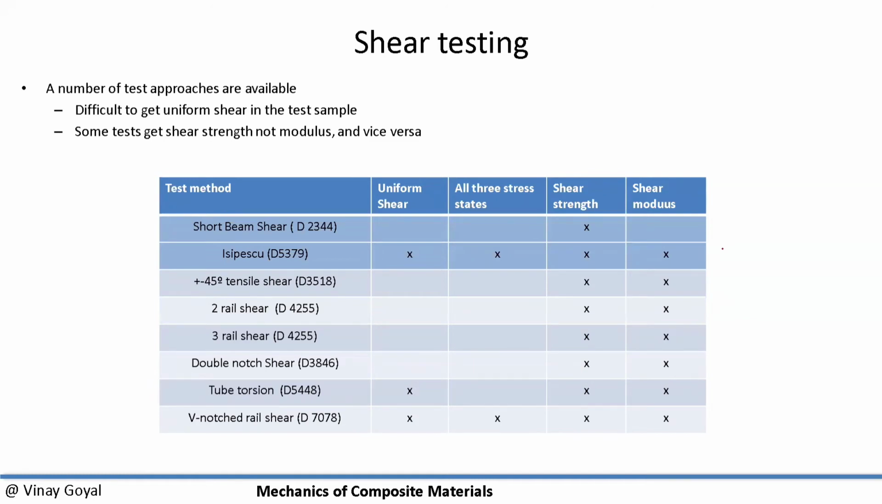Now, this one is an excellent test, the Iosipescu, D5379. It does a great job of inducing a nearly uniform state of stress into that gauge section, and also allows you to get modulus and strength. Very good test. And here you can see the other tests: short beam shear, plus minus 45 degrees, and this is in error. What we want to say there is Iosipescu. Two rail shear, three rail shear, double notch shear, tube torsion, and notch rail shear.